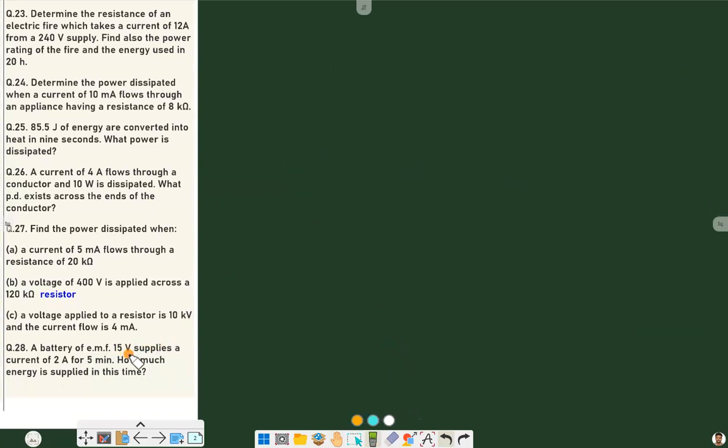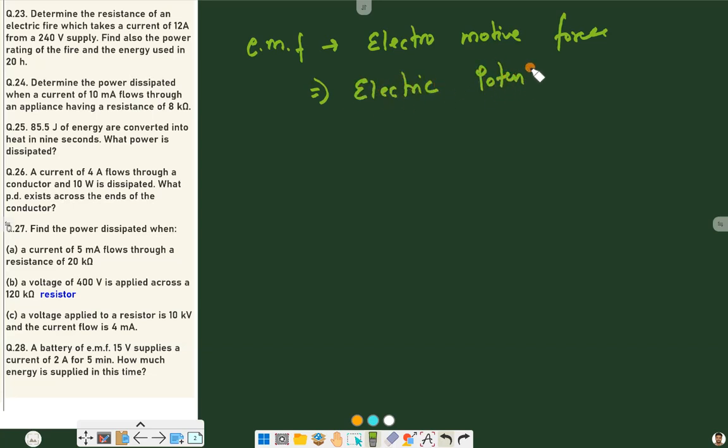A battery of EMF. What is EMF? EMF stands for electromotive force. EMF is the short form of electromotive force, and it is also known as electric potential. Okay, so potential is given as 50 volt, current is given as 2 ampere, and time is given as 5 minutes. We have to find the energy.